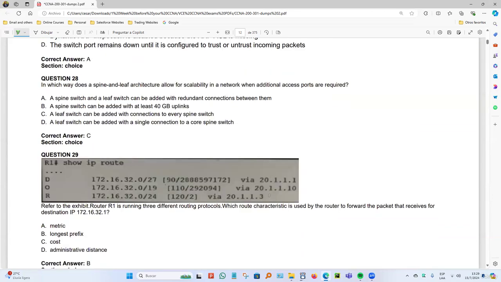Okay, next question. In which way does a spine and leaf architecture allow for scalability in a network when additional access ports are required? That is C. A leaf switch can be added with connections to every spine switch. Basically, it's theory, working along with the theory.